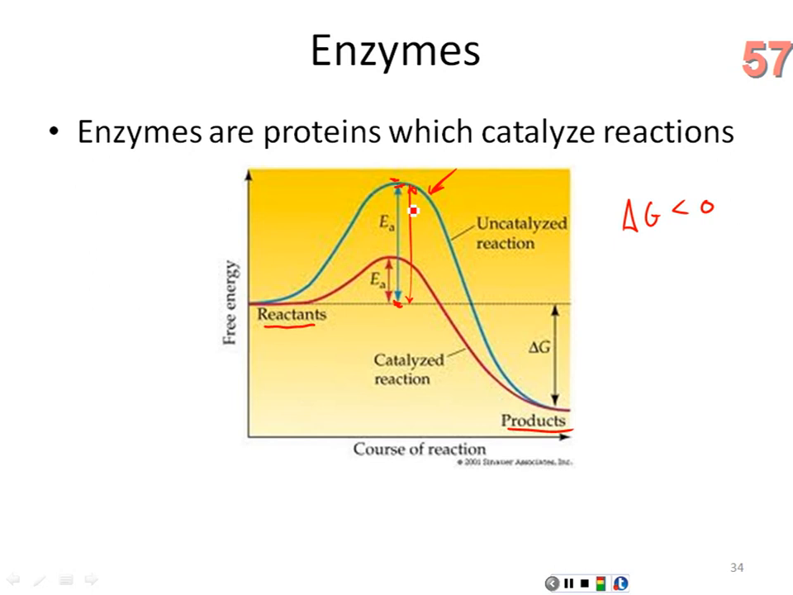What an enzyme does in your body, it lowers that activation energy. It doesn't do anything with the energies of the reactants or the products. All it does is lower the activation energy. And what does this do? It makes it easier to get over that hill.